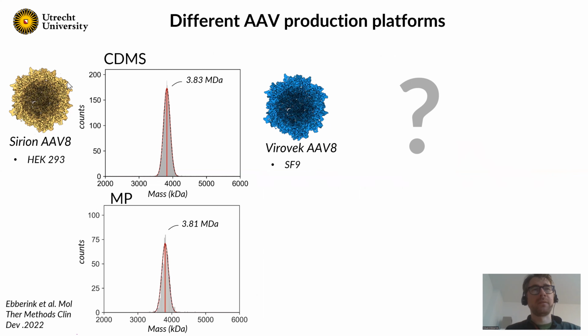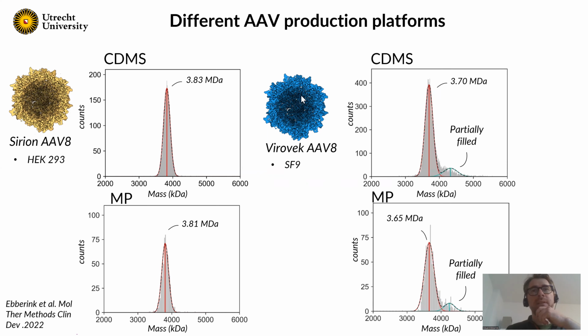All right, so far we only have looked at AAV8 from Sirion, and Sirion uses a mammalian expression system, so these were made from HEK cells. But what if we look at AAVs, same serotype, again AAV8, and also empty, so not carrying any transgene, but this time from an insect cell expression system, so SF9. How would that look?